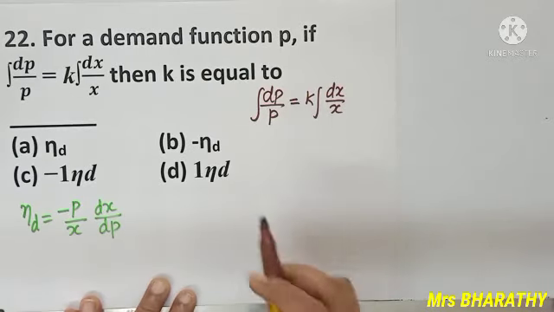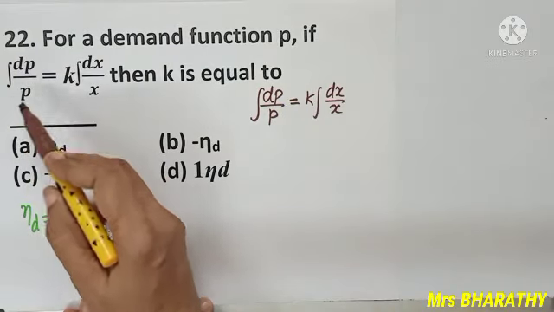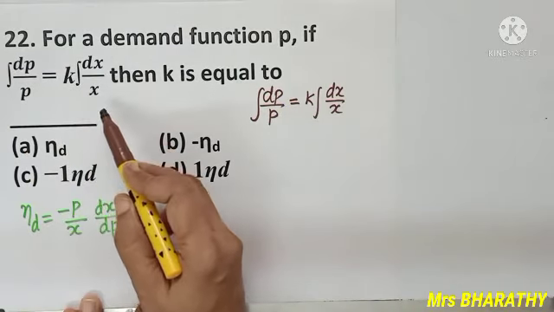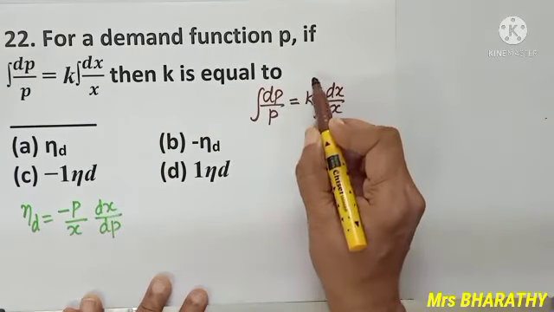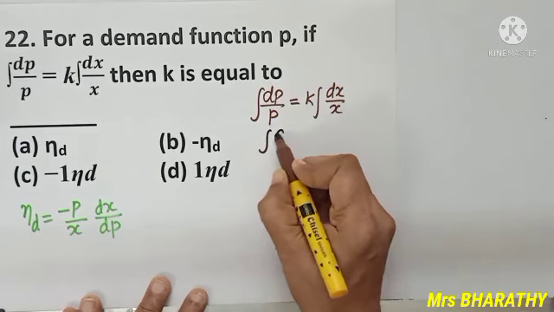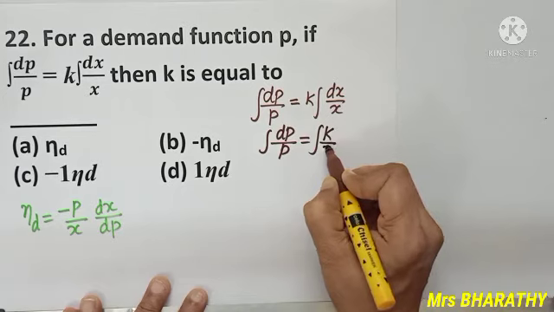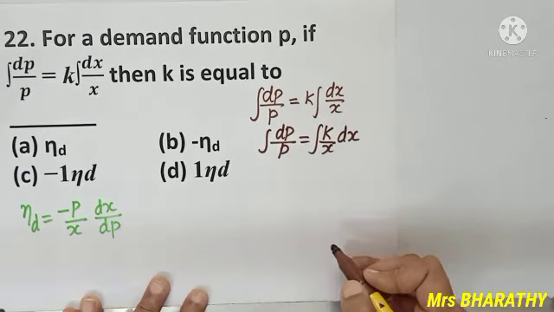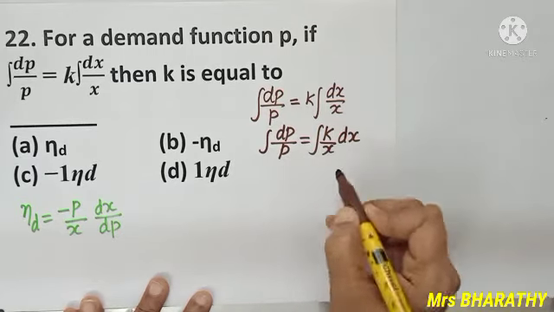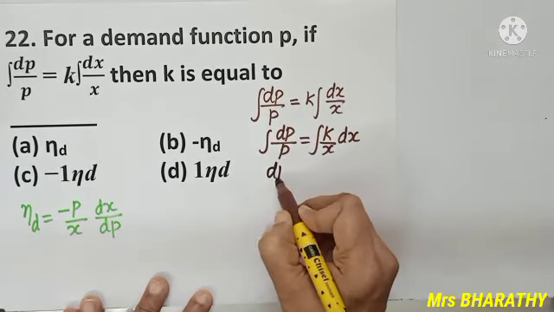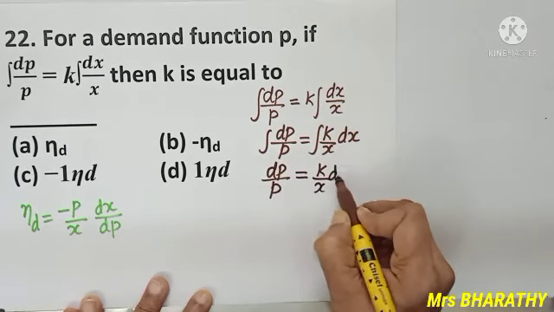Question number 22, for a demand function P, if integral dP by P is K integral dx by x, what is K? As I bring K in, I can rewrite this as integral dP by P is integral K by x dx. Taking differential on both the sides, integral can be cancelled. So I can say dP by P equals K by x dx.